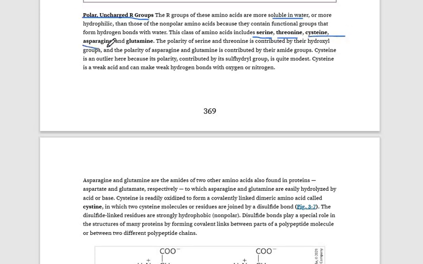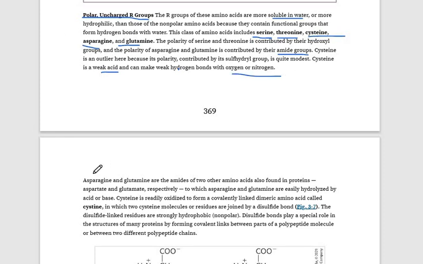asparagine and glutamine. The polarity of serine and threonine is contributed by their hydroxyl groups, and the polarity of asparagine and glutamine is contributed by their amide group. Cysteine is an outlier here because its polarity is contributed by its sulfhydryl group and it is quite modest. Cysteine is a weak acid and can make weak hydrogen bonds with oxygen and nitrogen.